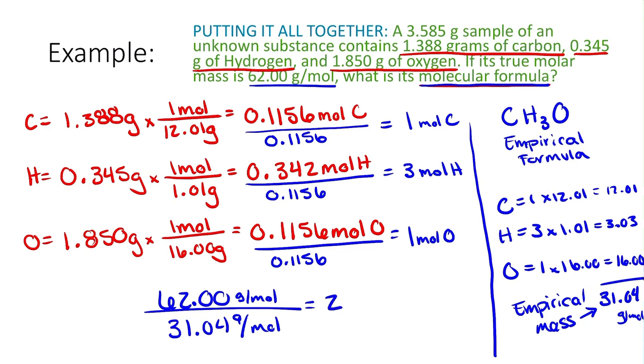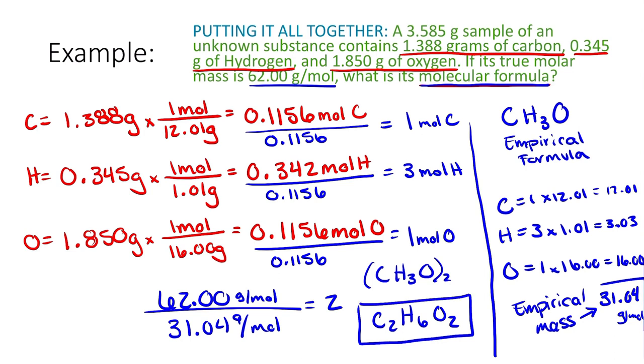All right, so that means that I'm going to multiply all of these subscripts in my empirical formula by 2. And so I end up with C2H6O2. And this right here is my molecular formula.